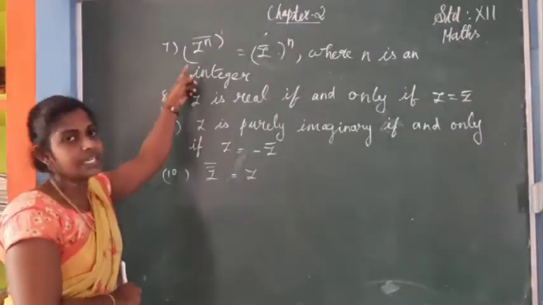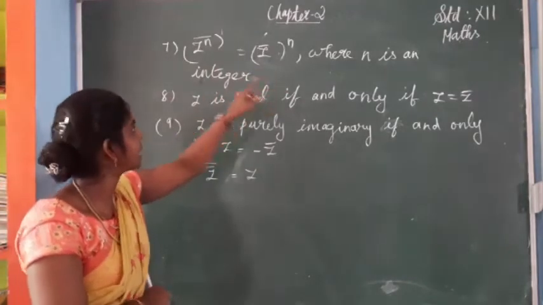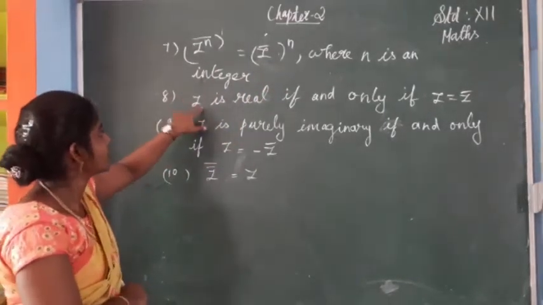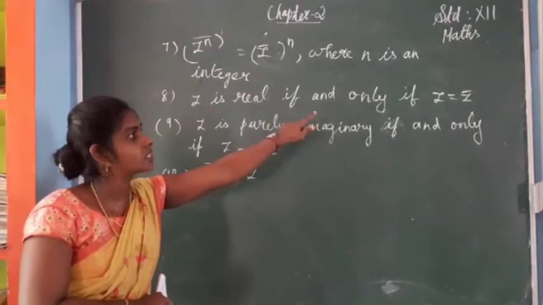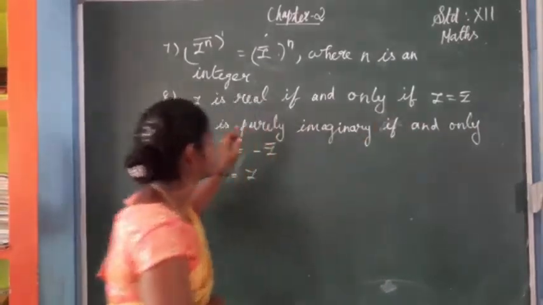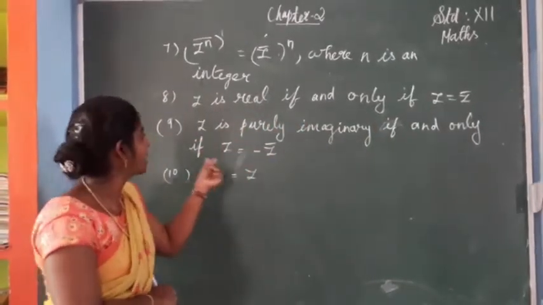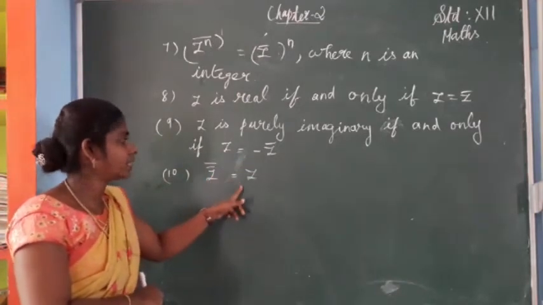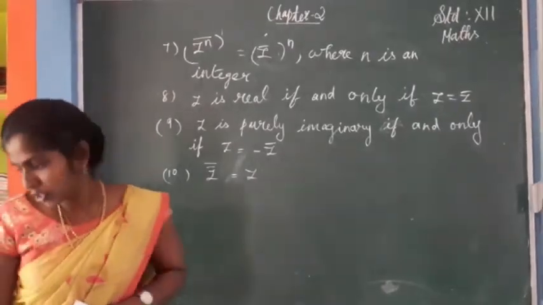So Z power n the whole bar is equal to Z bar the whole power n, where n is an integer. The n value should be an integer value. Z is real if and only if Z is equal to Z bar. Z is purely imaginary if and only if Z is equal to minus Z bar. Z double bar is equal to Z. So we move to the problems.